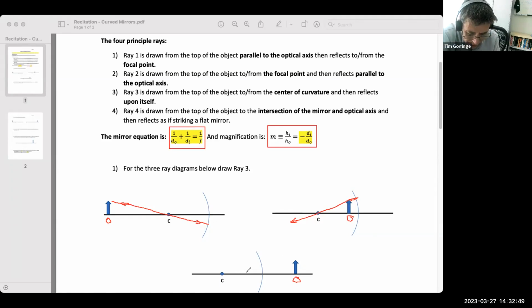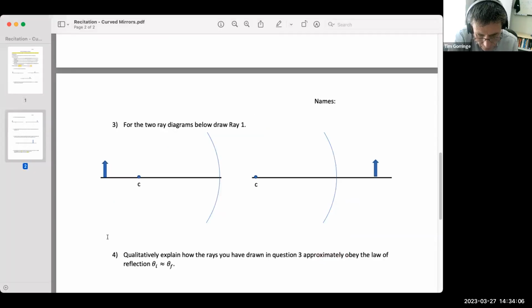So let's draw a ray heading in now. It's going to head in towards the mirror as if it's heading towards the radius of curvature. So something like this. It strikes the mirror, can't go behind the mirror. It's going to head outwards from the mirror as if it was now coming from the radius of curvature. So something like this. And so that's that special ray, number 3 in our list of rays.